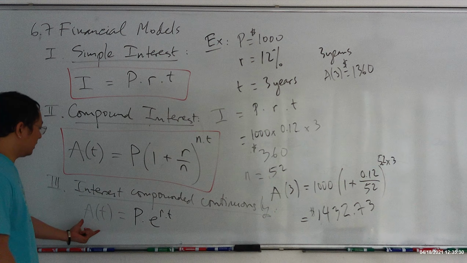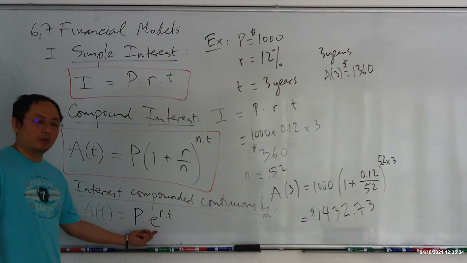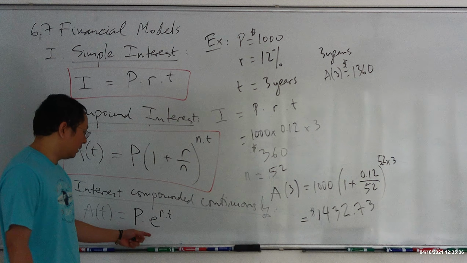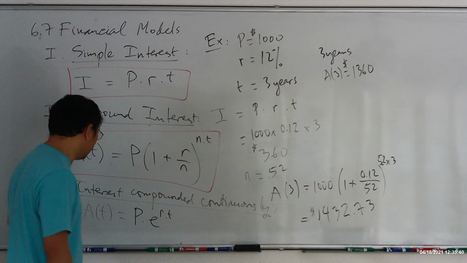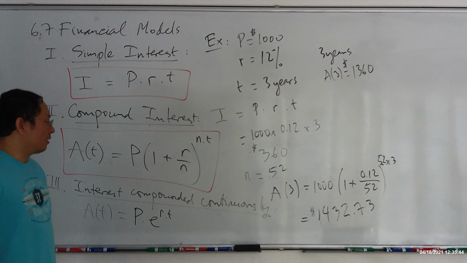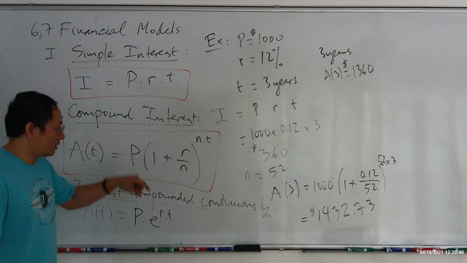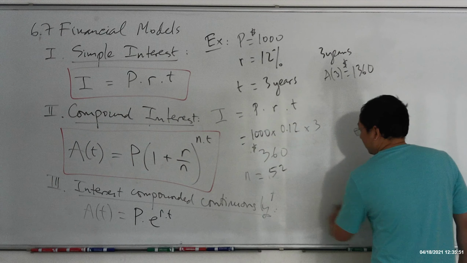And I don't have to explain those terminologies again. P is the principal. e is what we learned before, the constant 2.71828, and r is the rate, t is the time. Okay? So we don't have n in here anymore because we don't want to compound it periodically. We compound it continuously. And let's see what we have out of that.